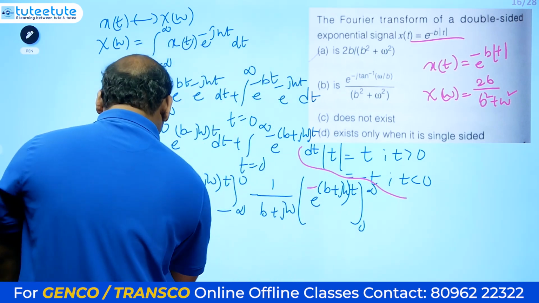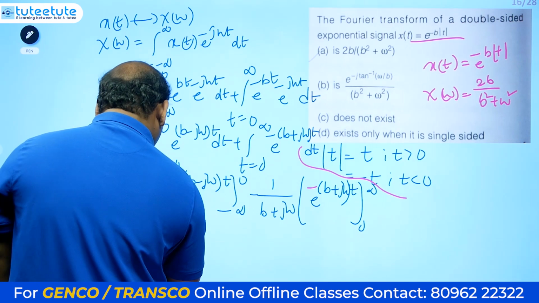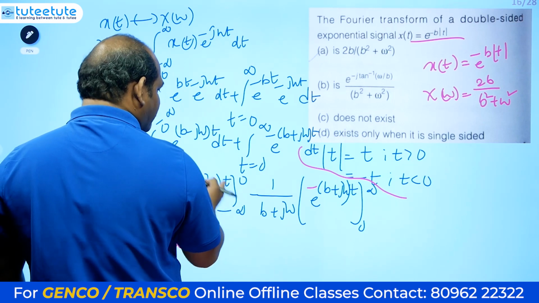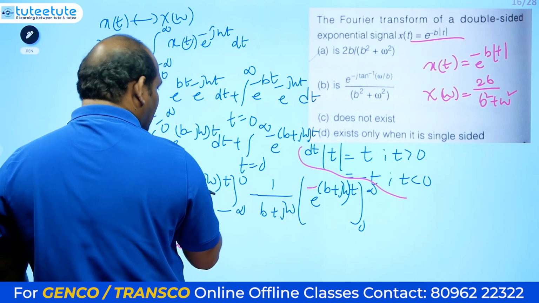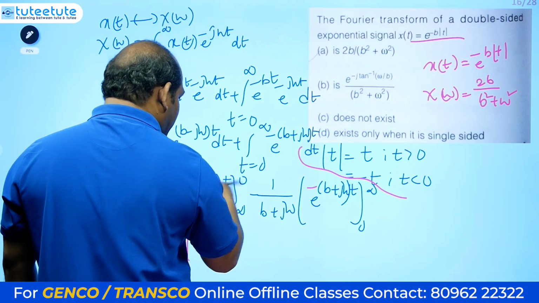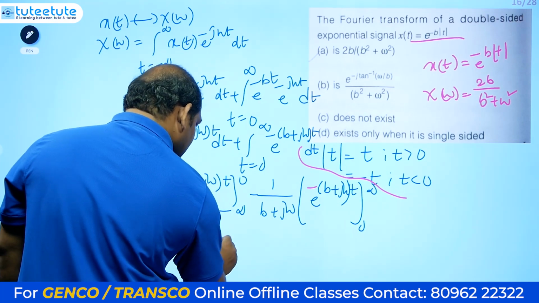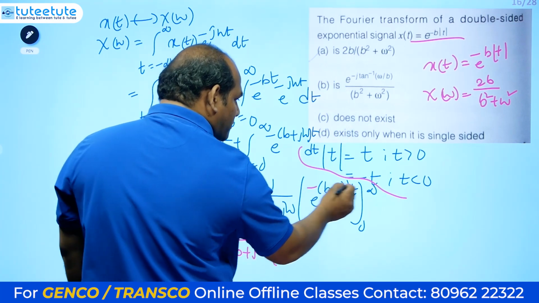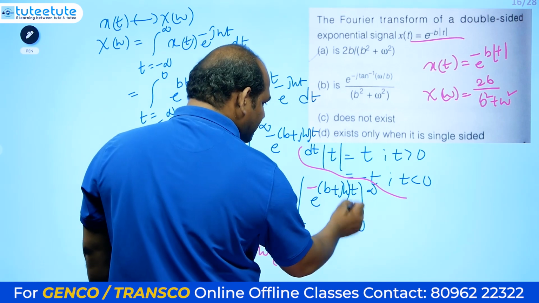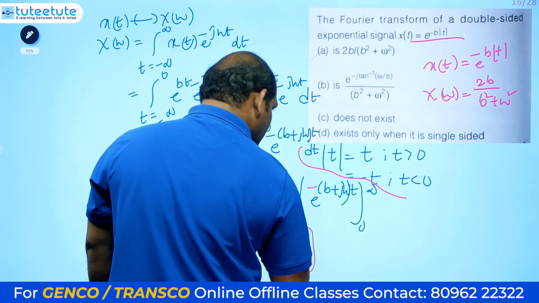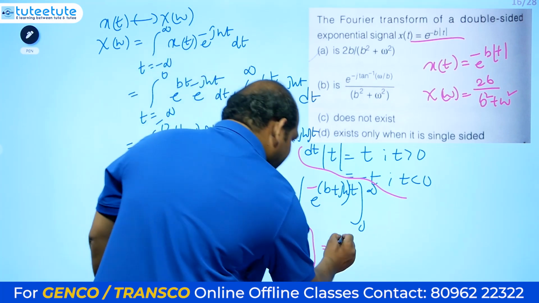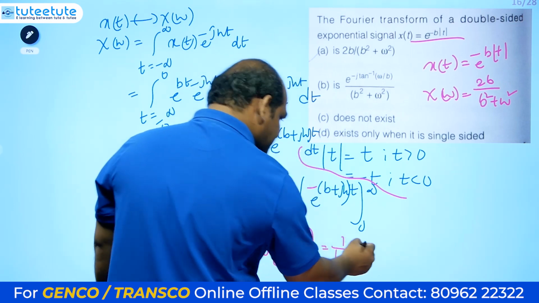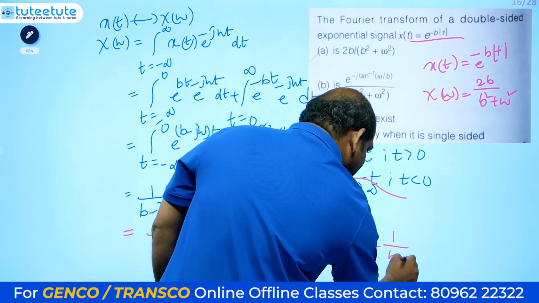So what we can get here, 1 by b minus j omega. Here e power 0 is 1, and if you substitute t is equal to minus infinity, since b is a positive value, you will get 1 minus 0. Minus 1 by b plus j omega: here e power minus infinity is 0, minus, if you substitute t is equal to 0, you will get 1. So what we will get here? 1 by b minus j omega, minus into minus is plus, 1 by b plus j omega.